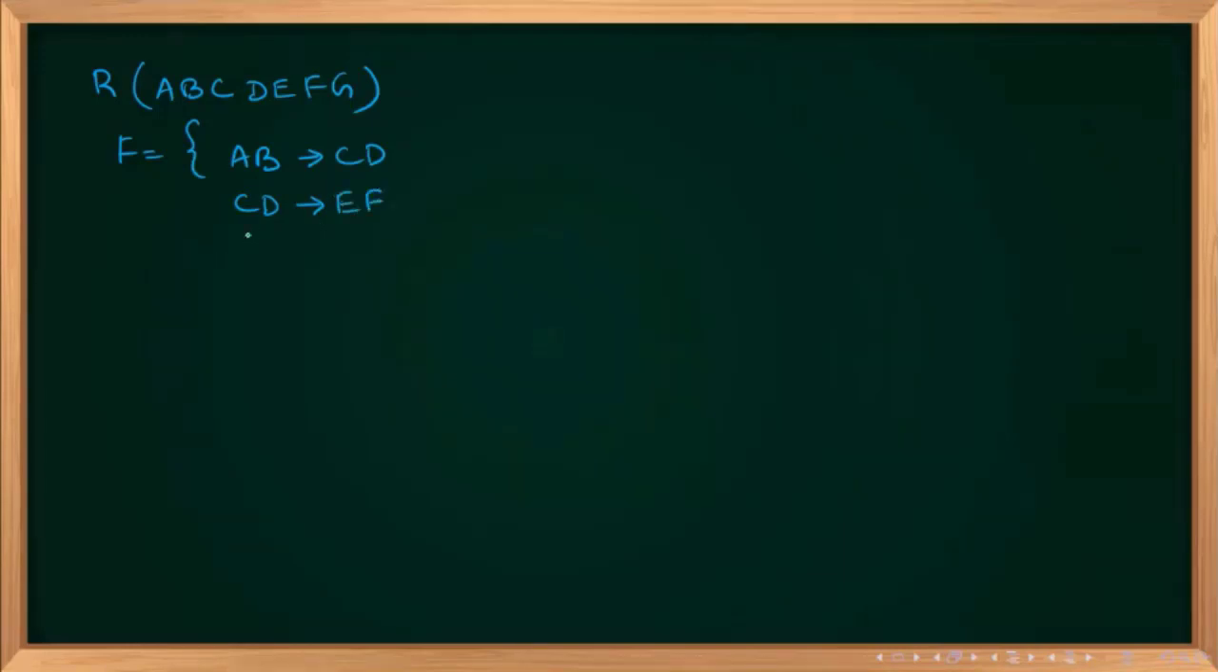Now, one more question I will give. Now you should tell the correct answer. Relation A, B, C, D, E, F, G. Functional dependencies: AB determines CD, CD determines EF, D determines A, C determines B, E determines F, F determines D. Do it quickly. Find all the candidate keys.